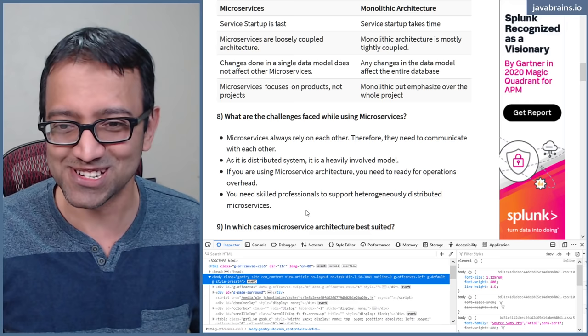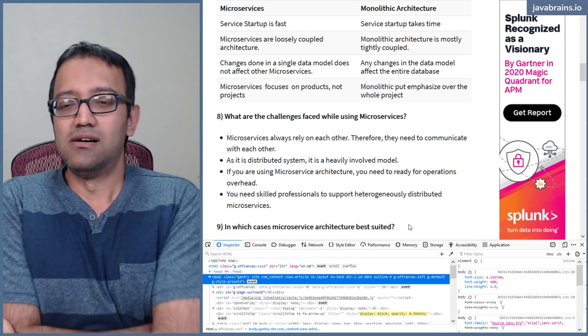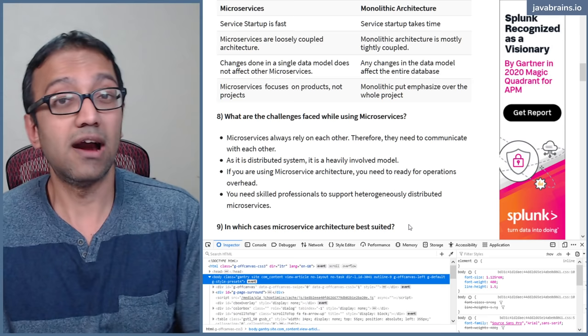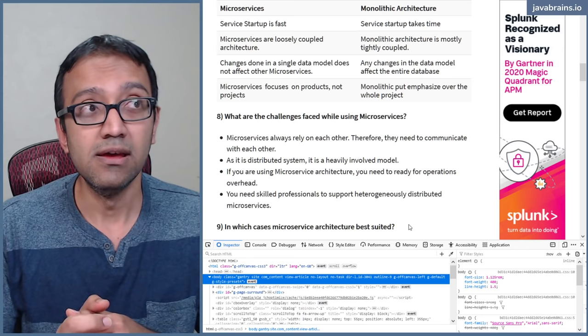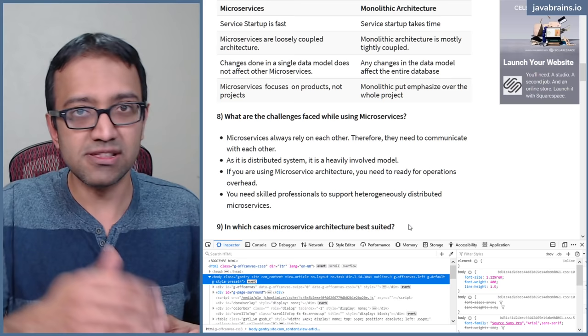Okay, in which cases is microservice architecture best suited? Microservice architecture is best suited when you have a large application with multiple teams working on it and you have a need for scaling. You need to scale up and down quickly, and there are portions of your application that need to be scaled up or down.